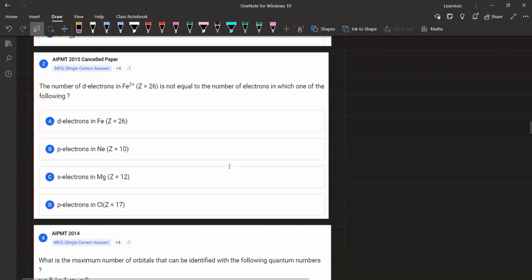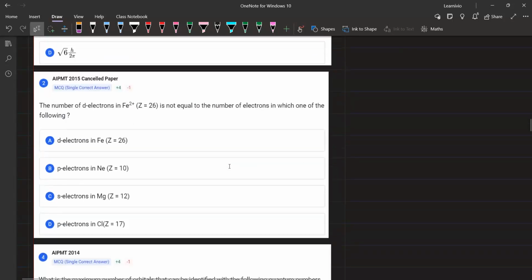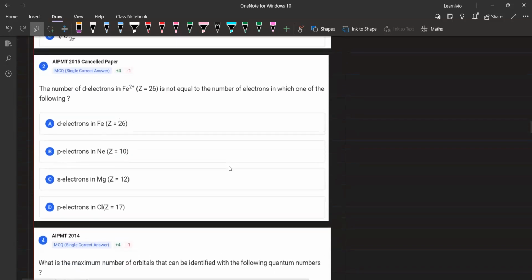Try this. The number of paper is old, right? Yes, this is very old. Try this. The number of d electrons in Fe2 positive is not equal to the number of electrons in which one of the following. Okay? Is not equal to.